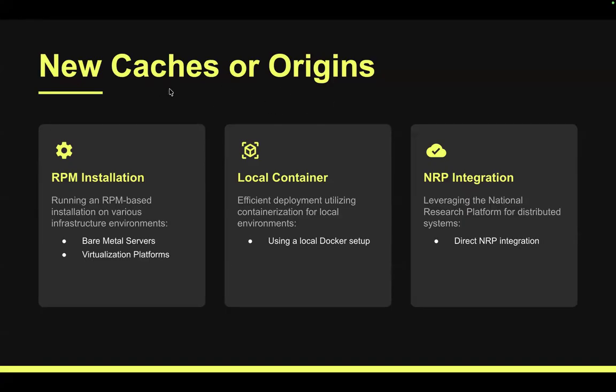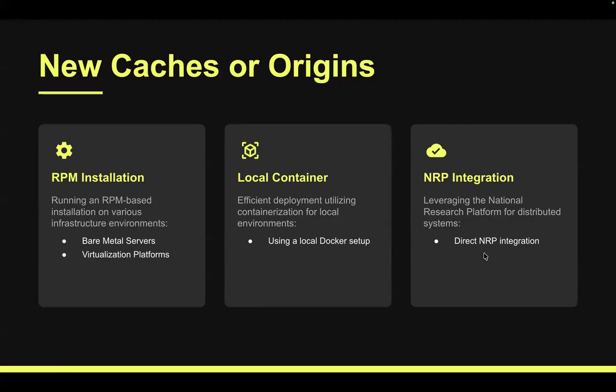When you need a new cache, we have three major models to install these new caches. The first one is RPM installation. The administrator just goes to the node, we have a repository, installs the packages, and makes the configuration. That's the first option. The second one is a local container. We do have Docker images, so you can set up these Docker images, pass the configuration, use the local storage, and set up a cache or an origin.